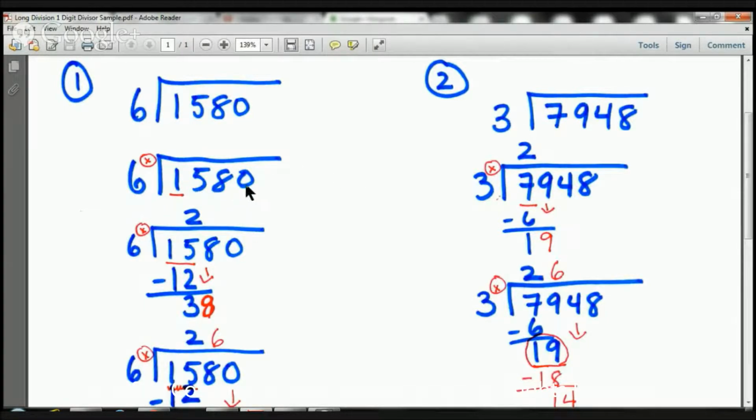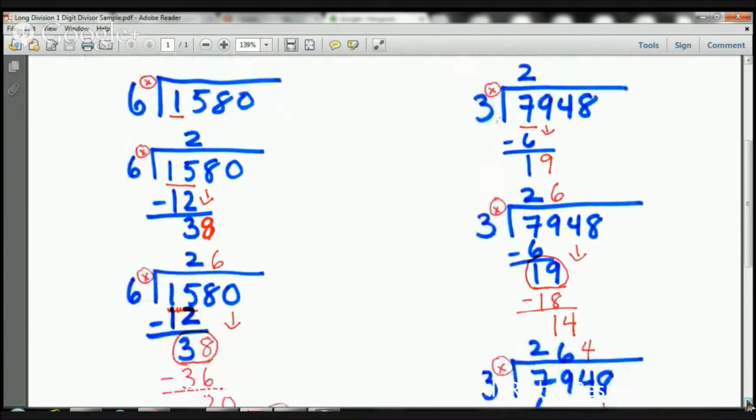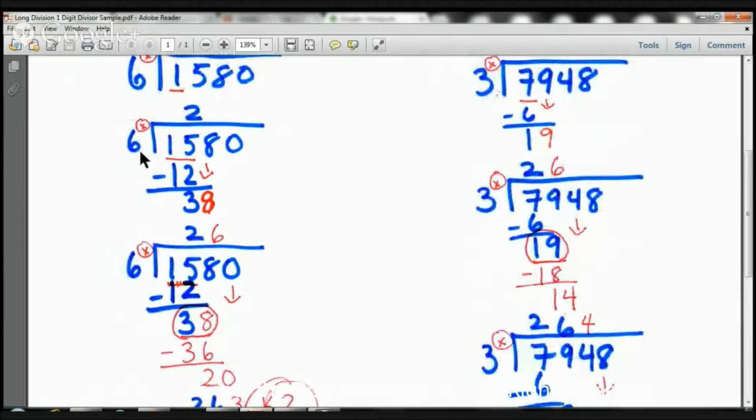So 1,580 divided by 6. I put my pretend multiplication sign right there, and then I have to ask myself, how many times can 6 go into 1? Well, it's 0 times, but I don't necessarily have to put a 0 here. So I'm going to move down to the next piece, and we're looking on the left-hand side right here. Now I'm going to see how many times 6 can go into 15.